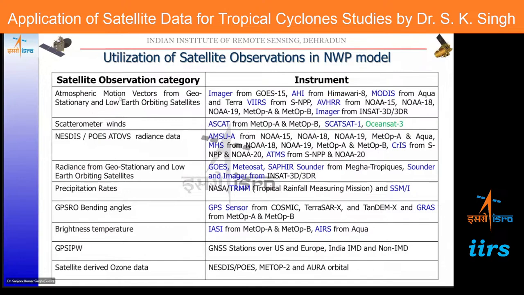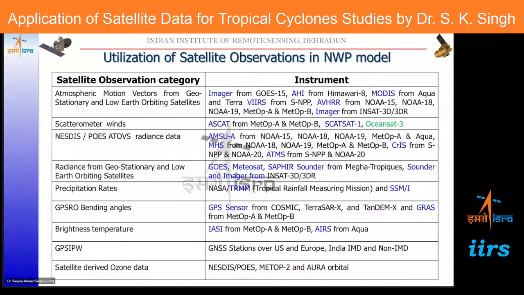They are assimilating the atmospheric motion vectors from geostationary and low Earth orbiting satellite imagers, from GOES 15, Himawari 8, because they are assimilating not only Indian satellites, they are assimilating a lot of foreign satellites also. Very high resolution radiometric observations from NOAA 15, NOAA 18, NOAA 19, METOP A and METOP B. These are the foreign satellites. Imager channels from INSAT 3D, 3DR. Scatterometer wind, they are assimilating the SCATSAT from METOP A, METOP B, and SCATSAT 1 and the recently launched OceanSat 3. If the data is available, they are going to assimilate this data.